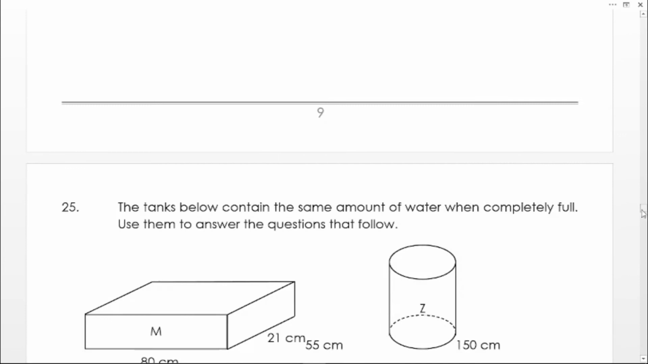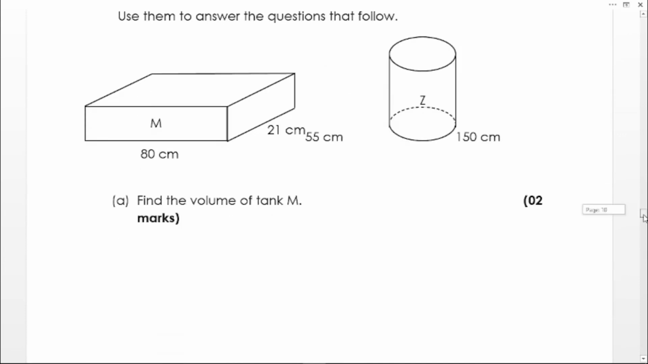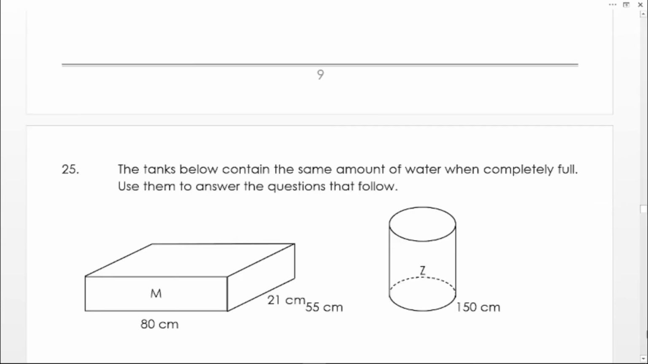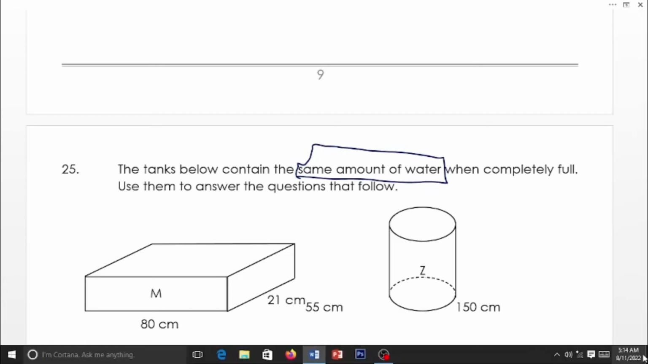Okay, so we are going to look at number 25. The instructions are telling us that the tanks below contain the same amount of water, completely full. Use them to answer the questions that follow. So the guiding statement is here. They have the same amount of water. So always when you are attempting section B, you have to read and internalize what you have read. You have to understand. That is our keyword.